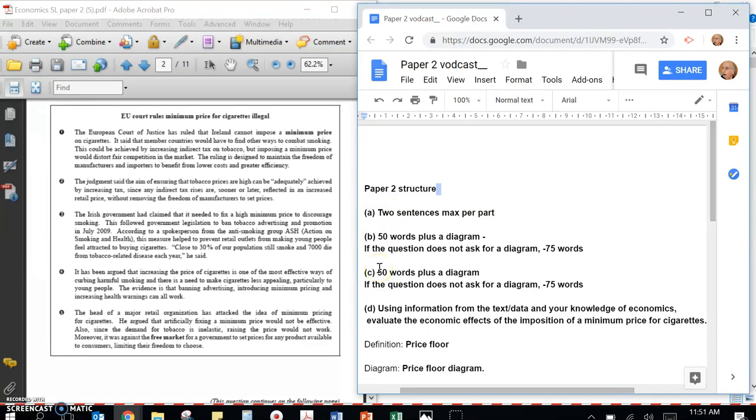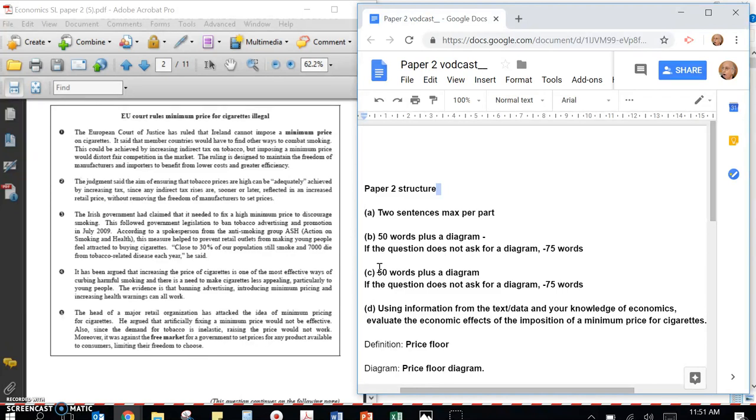Part B and C are worth 4 marks each. You will most often be asked to explain an idea with a diagram. You should aim to have the written component be no more than 50 words. That will allow you to cover the main points. These parts do not require a lot of depth.